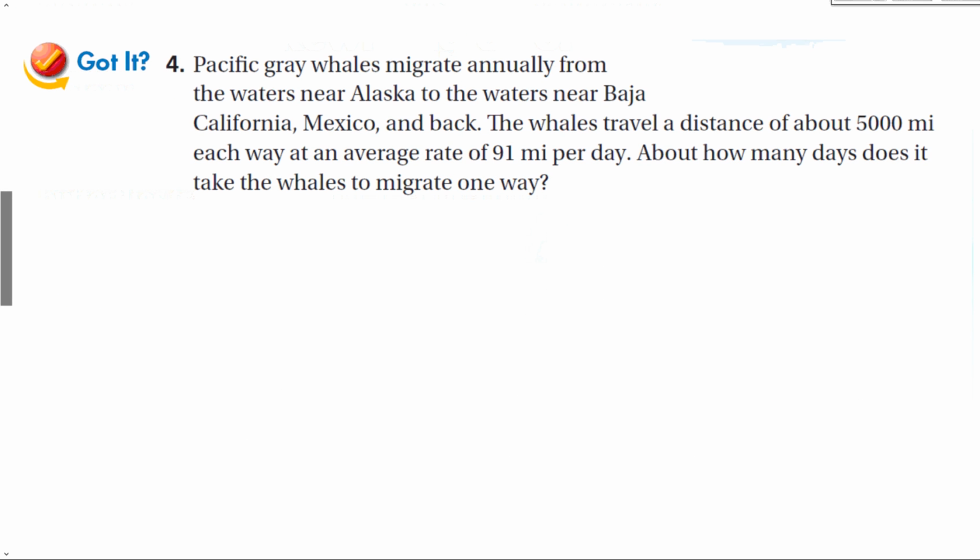Let's try one more. Pacific gray whales migrate annually from the waters near Alaska to the waters near Baja California, Mexico, and back. The whales travel a distance of 5,000 miles each way at an average rate of 91 miles per day. How many days does it take the whales to migrate one way? So distance is equal to rate times time. Now I divide out the rate because I want time by itself. So time is equal to the distance over the rate.